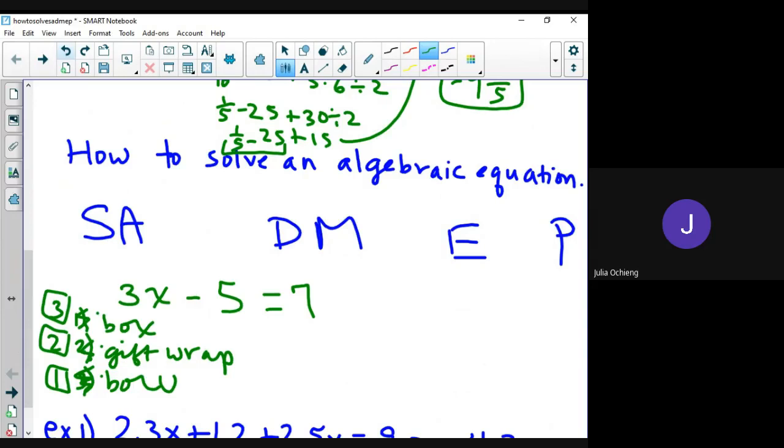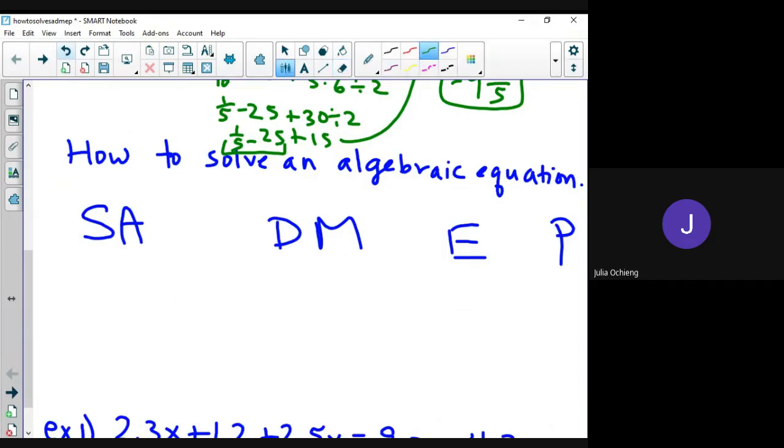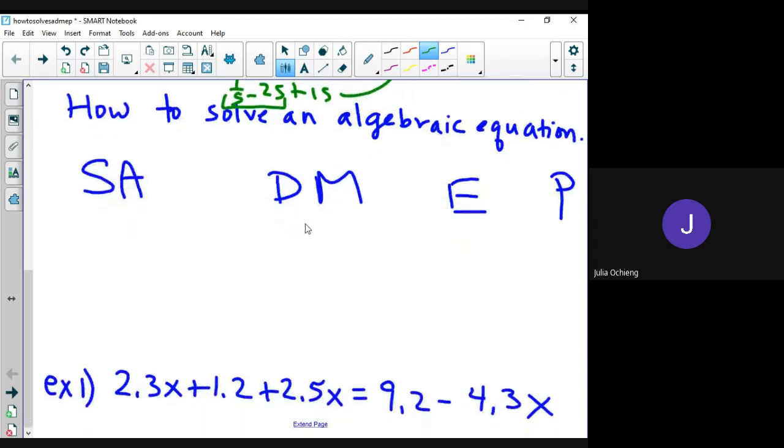And so when you're unwrapping a gift, you have to do it backwards. Likewise, when you're solving an equation, you have to do it in the reverse order using SADMEP instead of the order that you're used to, okay? All right, so we're going to go ahead and solve an equation and see what that looks like using SADMEP, all right?